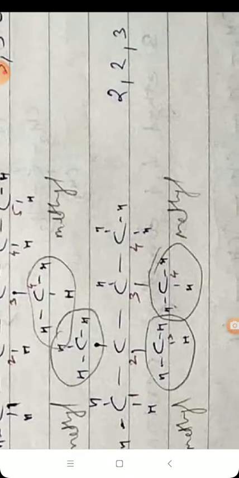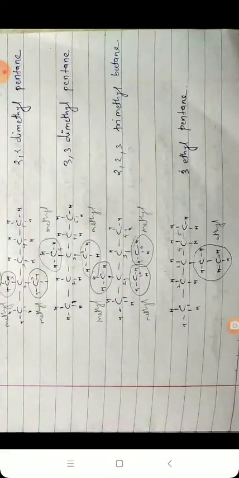Repeat like this: 2, 3, 2, 2, 3. Okay, 2,2,3-trimethylbutane. What is their name? 2,2,3-trimethylbutane.